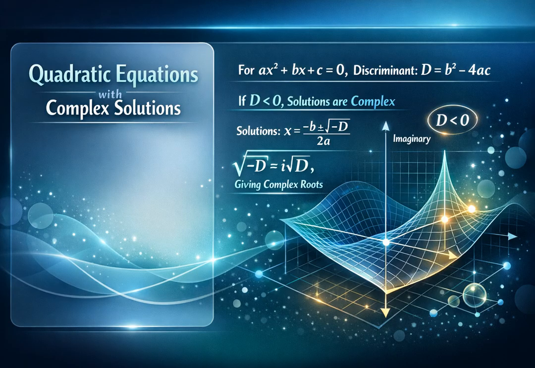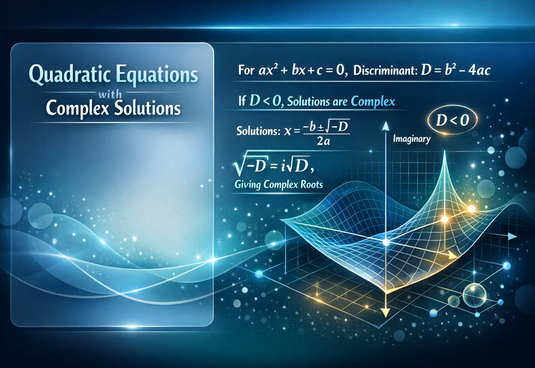Now we can solve quadratic equations with negative discriminants. For ax squared plus bx plus c equals 0, the discriminant D equals b squared minus 4ac. When D is negative, the solutions are complex. We use the quadratic formula x equals -b plus or minus the square root of D, all divided by 2a.